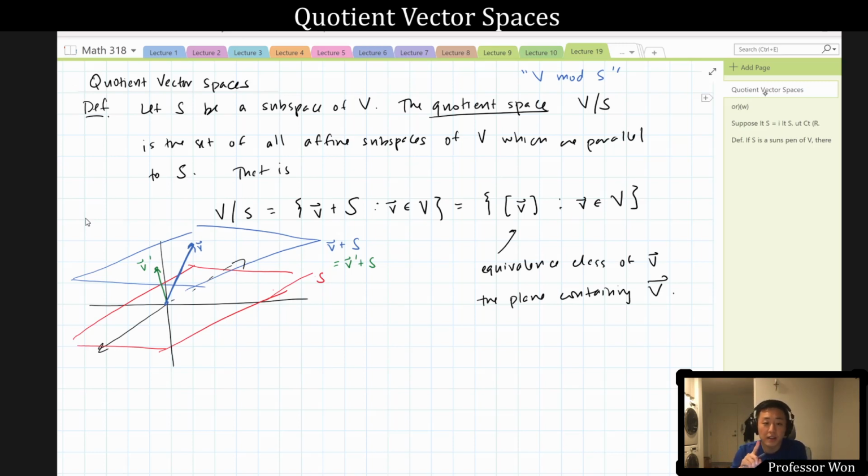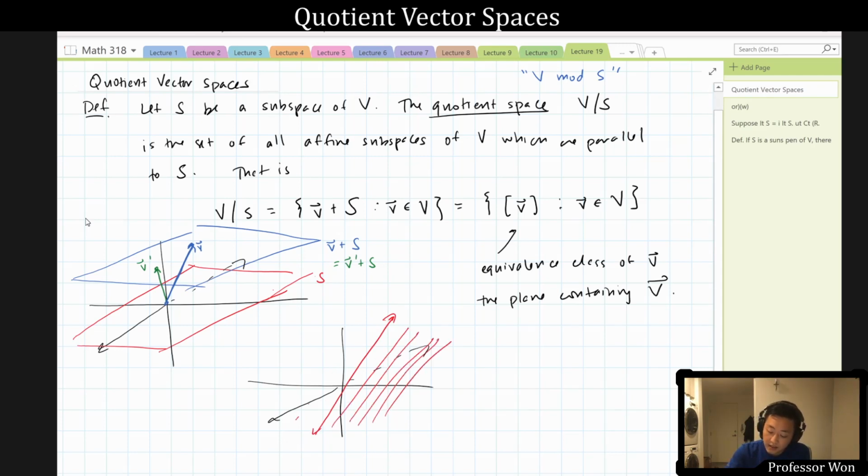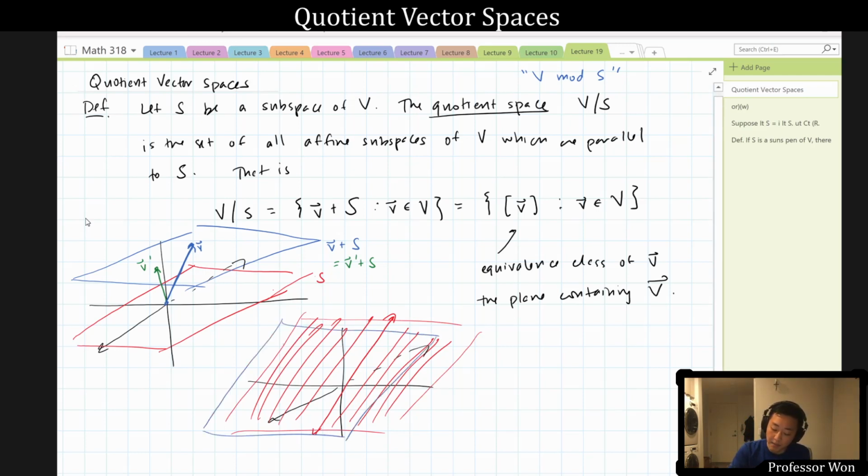On the other hand, if you took, say, S to be just a line through the origin, now if you look at all the parallel lines, you've got a bunch of lines that are parallel in this direction, right? But you could also push them in and out of the page. So this is a whole bunch of parallel subspaces, but also you can get some more parallel subspaces coming out of the page.